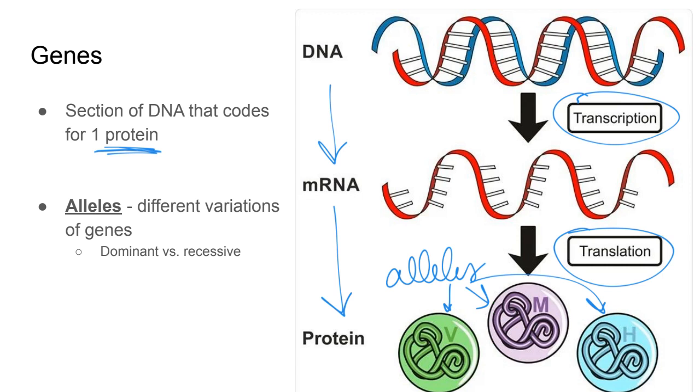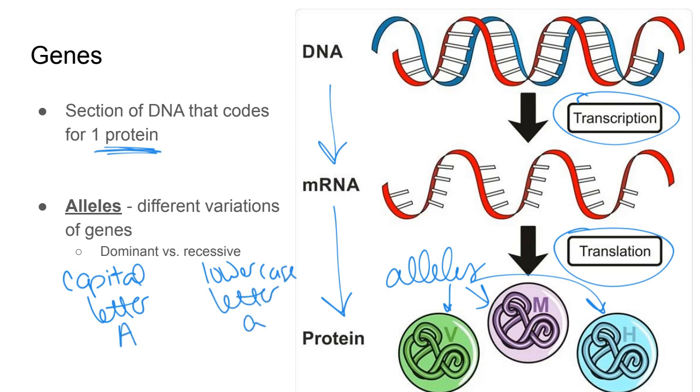Okay. Alleles can be represented as dominant or recessive. Dominant alleles are usually represented with a capital letter, recessive with a lowercase letter. So big A versus little a here. Okay. Dominant genes are always expressed. So if I had an allele that was dominant, it would always show up. It would be expressed as in we'd be able to see it.